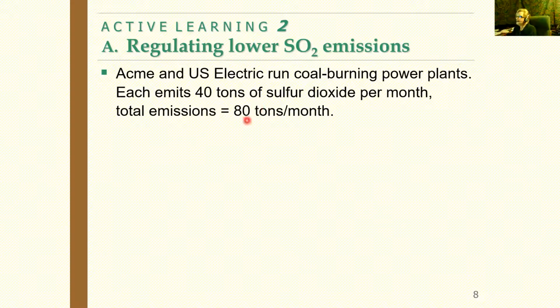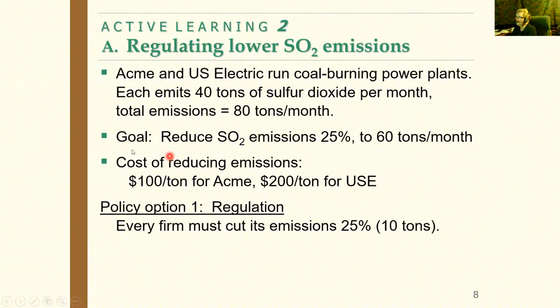so for the industry as a whole, we have 80 tons per month. The goal of the government is to reduce sulfur dioxide emissions by 25% or 20 tons per month, to 60 tons. So that's our goal. And the cost of reducing the emissions is $100 per ton for Acme, $200 per ton for US Electric. We could say that US Electric is perhaps the more inefficient polluter in this particular example, and we can tell that by the cost.